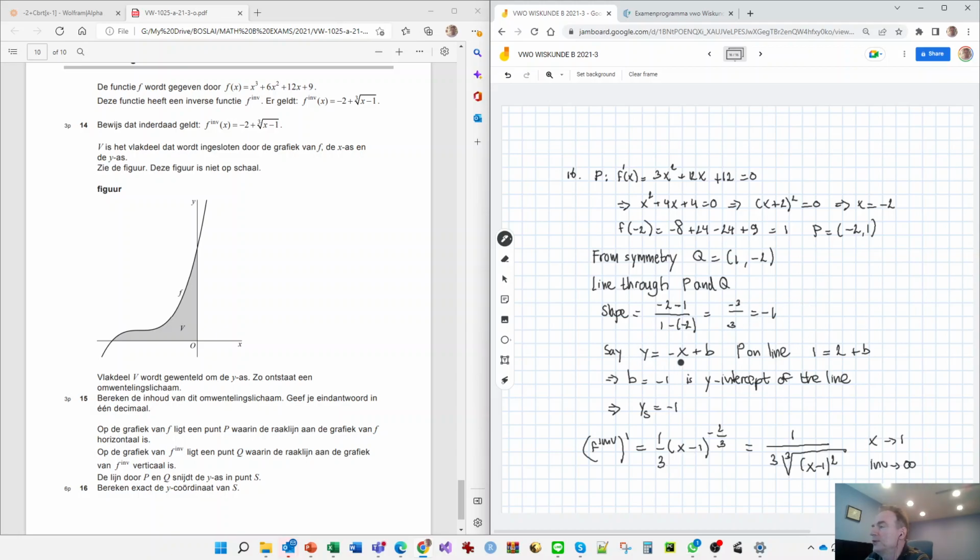So I have this expression of my line with slope minus 1. I demand P is on the line. I get 1 is 2 plus b. So I found my b is minus 1. And this is of course the y-intercept, because when x is 0 then y is just this b, so y of s is minus 1. And that completes this exam.